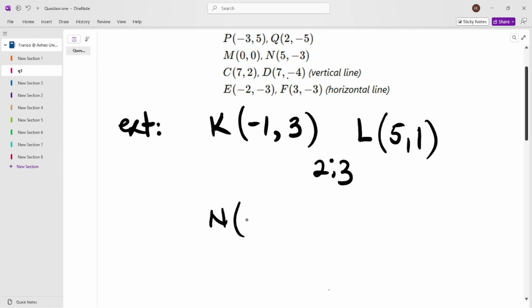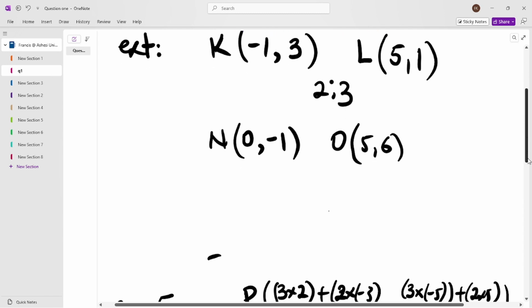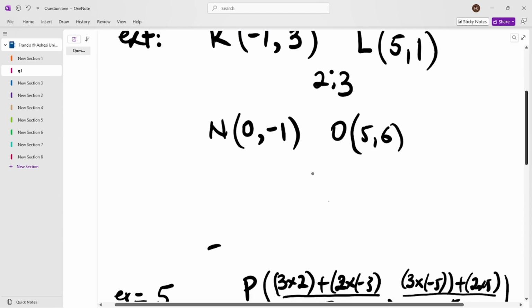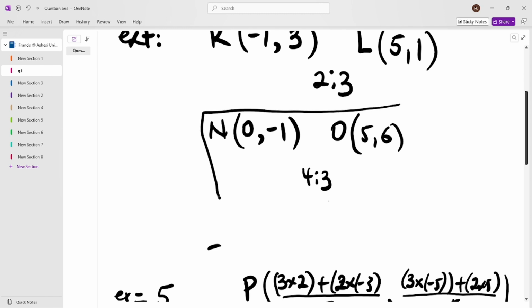Okay. 0, comma, negative 1. And then the point O, 5, comma 6. Now give me the ratio. Any random ratio. Okay, 4 is to 3. 4:3. Okay. So Noble, you know what you have to do, right?